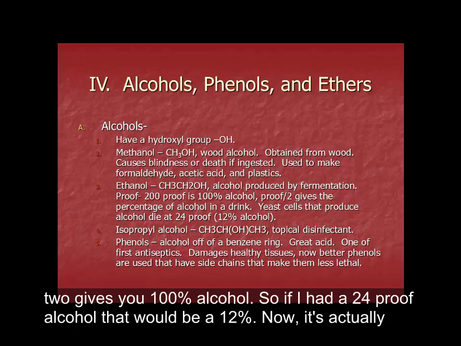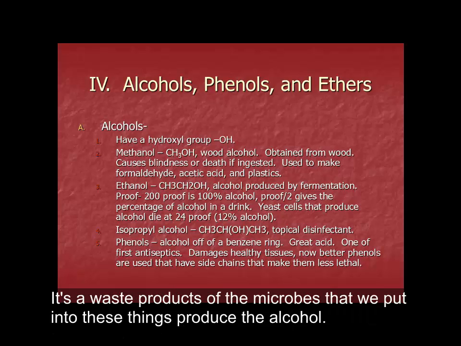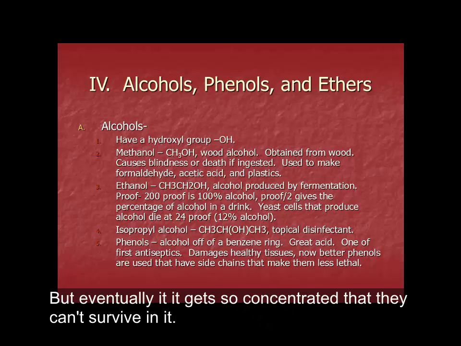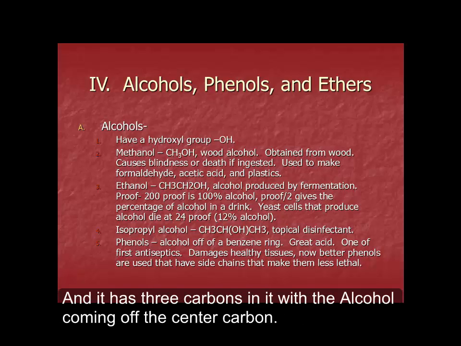So if I had a 24 proof alcohol, that would be a 12% alcohol. And that's actually the percentage of alcohol that yeast cells would die at. Once you've got to that, it's beyond what they can live at. It's a waste product of the microbes that we put into these things to produce the alcohol, but eventually it gets so concentrated that they can't survive in it. Isopropyl alcohol is a topical disinfectant. You put it on cuts and things like that to disinfect them. And it has 3 carbons in it, with the alcohol coming off the center carbon.